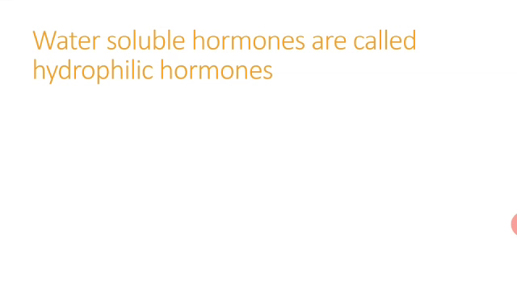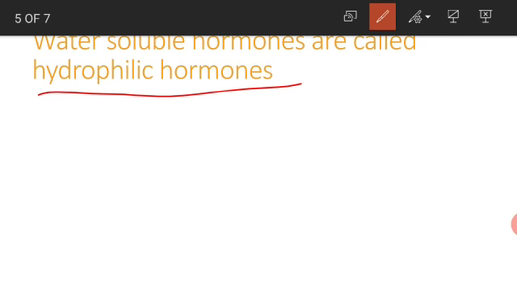Now let us see the action of water soluble hormones. Water soluble hormones are called hydrophilic hormones. Best example for this is epinephrine. And we know that epinephrine is an emergency hormone which makes you ready to face any sort of emergency.